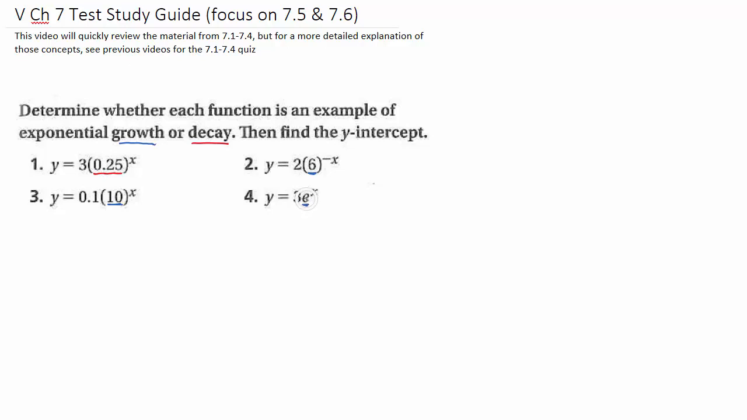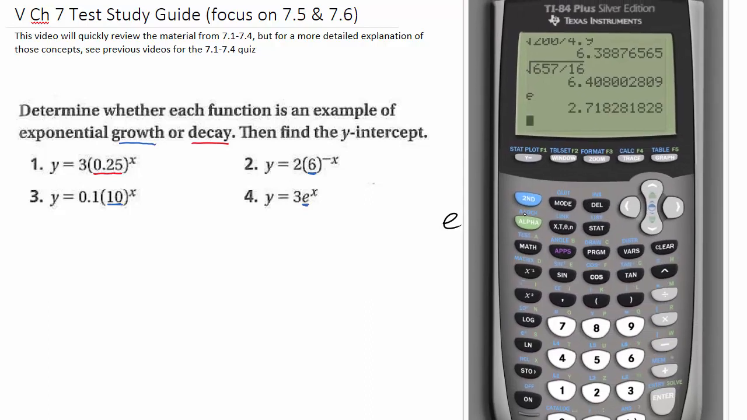If you can't remember why e is growth, you can run it in your calculator, but e is approximately 2.718. And again, that button in your calculator, there are two places to get to it. You can do second and hit the division key. But even if I want to find out what e is, I use the second natural log button and I just raise e to the first power. So that's why that one's growth.